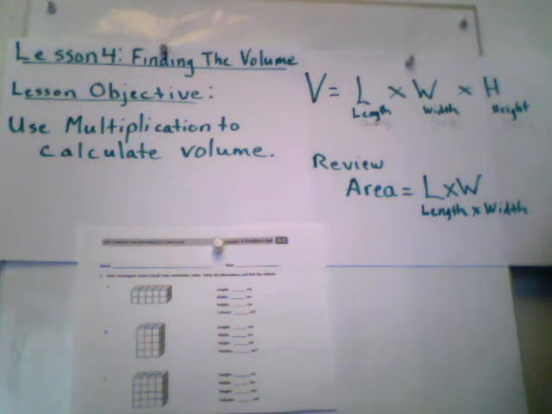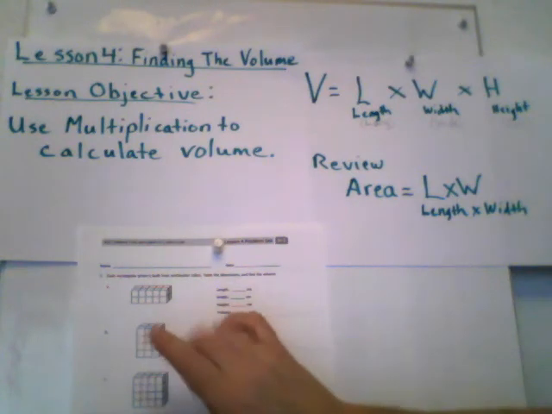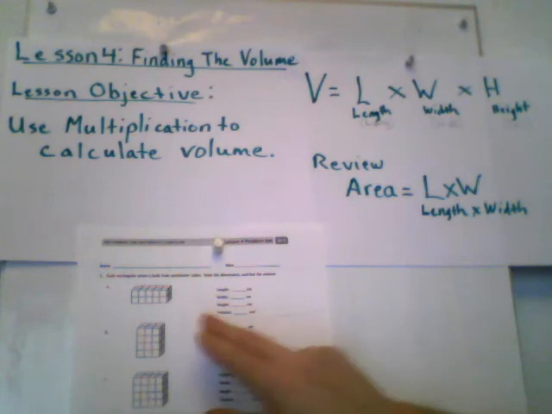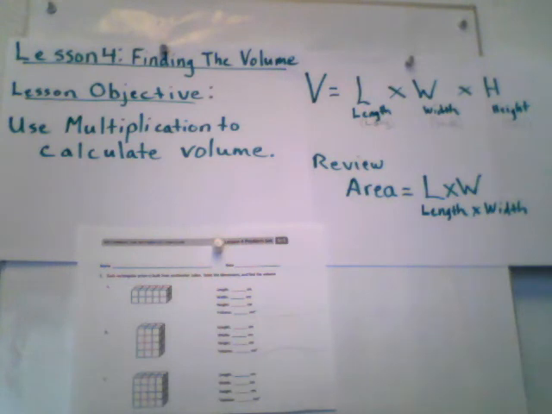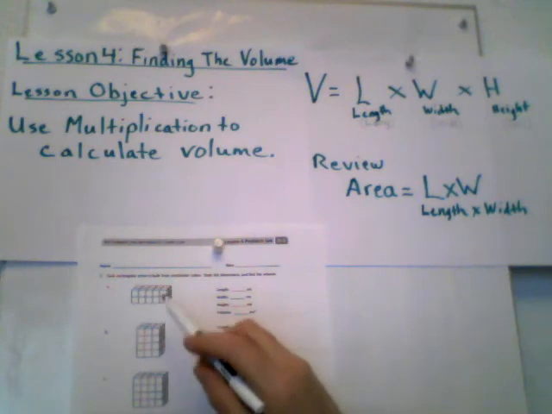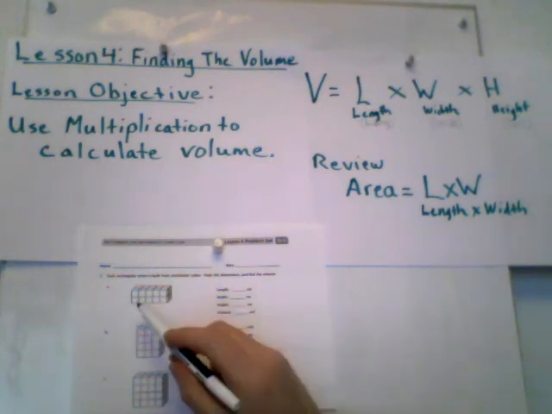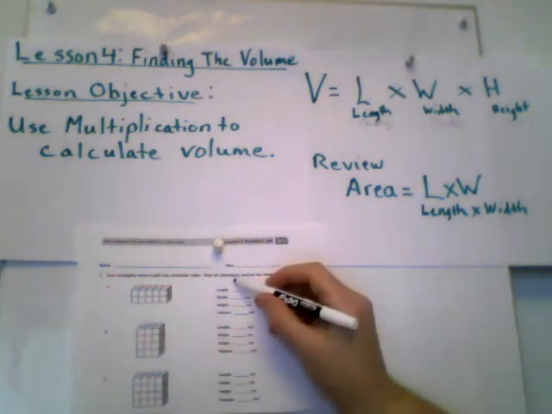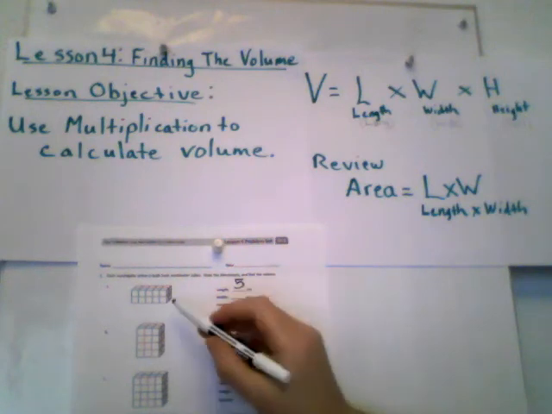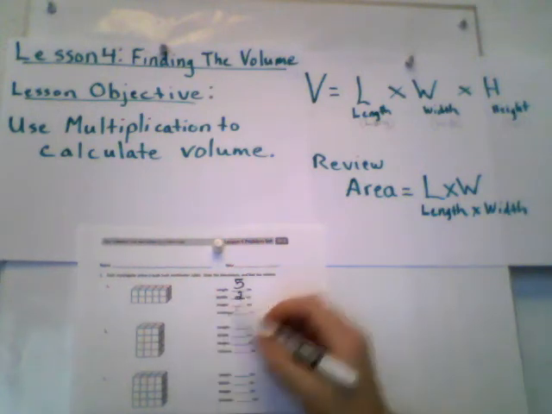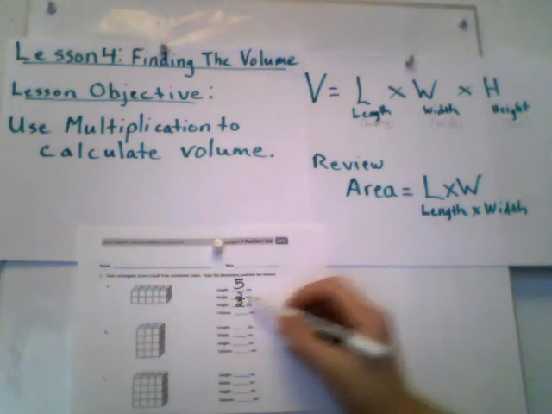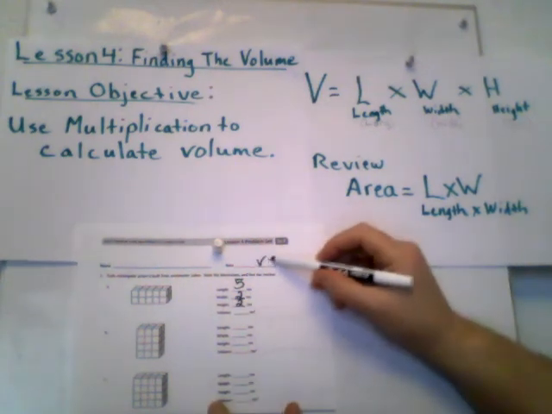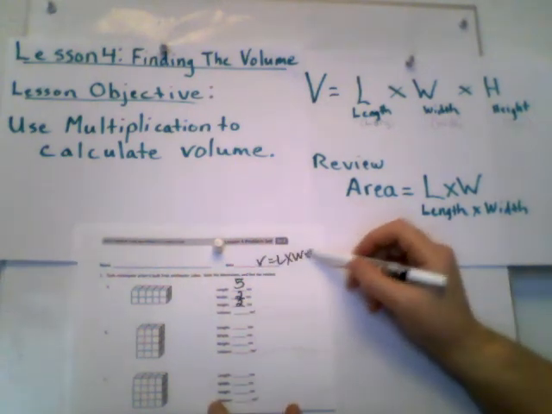Let's start with our problem set 4. The first problem wants us to label each of the dimensions and then find the volume. So for number 1, it says the volume would be equal to the length times the width times the height. Our length, 1, 2, 3, 4, 5. Our width is 2. Our height is 2.